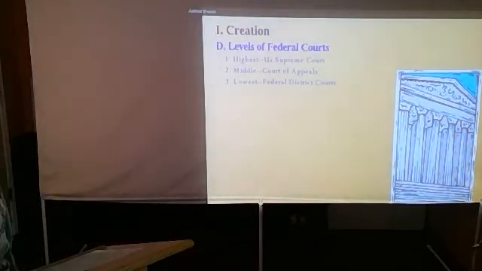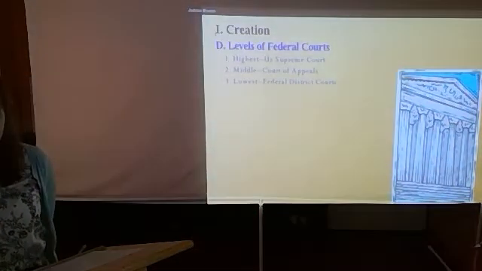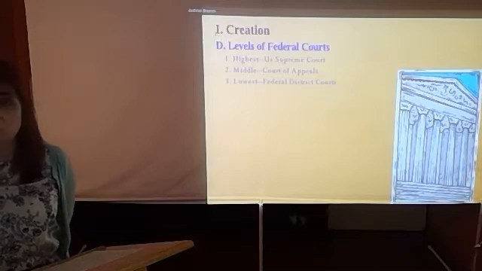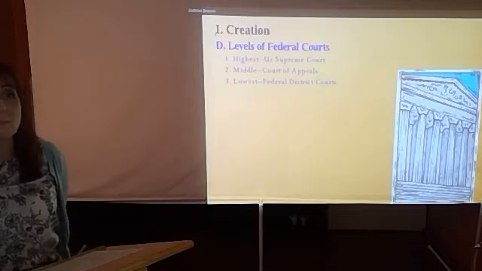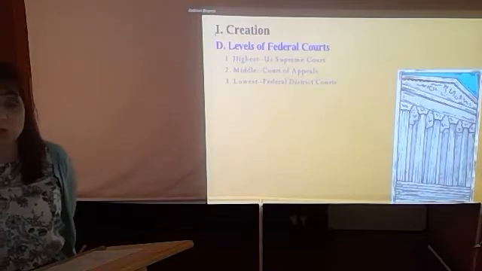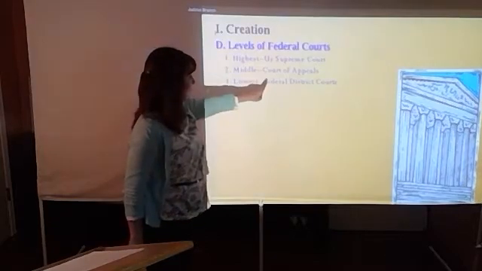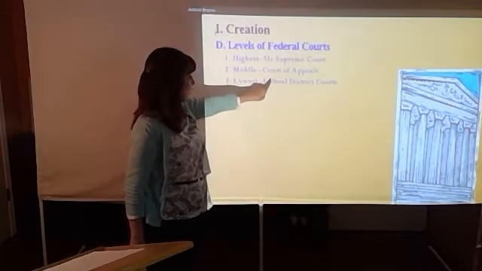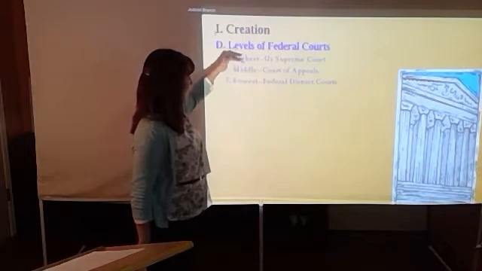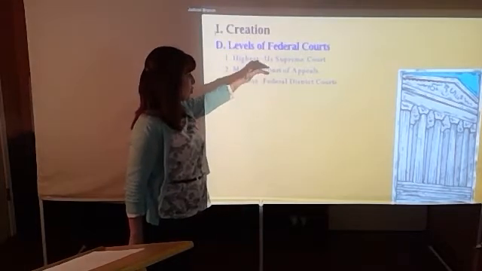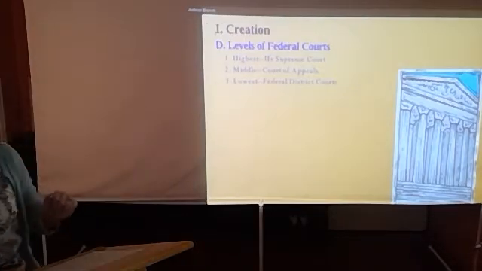The levels of the court: the highest court is the U.S. Supreme Court, in the middle is the Court of Appeals, and the lowest is the Federal District Court. And actually, in your textbook, there is a diagram that shows you the hierarchy of the courts. It's very similar to this diagram right here, simply with a little arrow in between each, and the arrow points up. So the lowest, then it goes to the middle, then it goes to the highest. The district courts, then the Court of Appeals, then the Supreme Court.